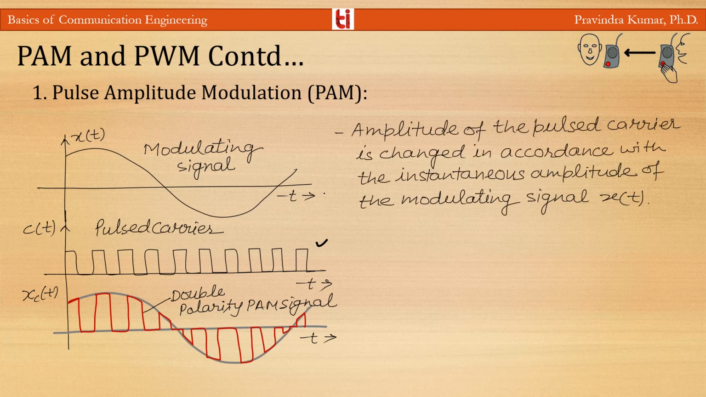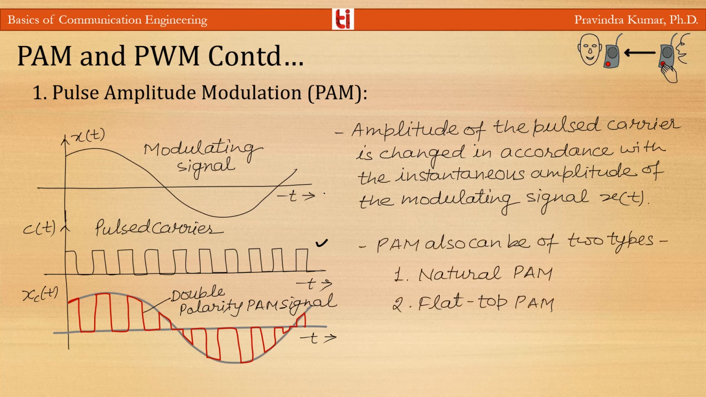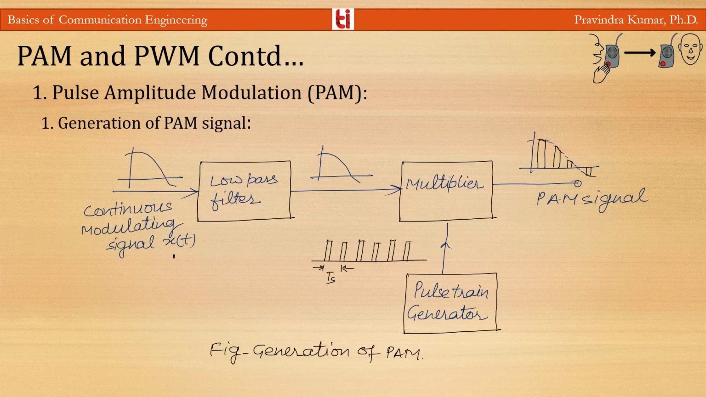As we have discussed for practical sampling techniques, PAM also can be of two types, natural PAM and flat top PAM. And here you can see the amplitude of your pulsed carrier is changed in accordance with the amplitude of the modulating signal. So we will have here the double polarity PAM signal. Now, the generation of PAM signal. The block diagram of generation of PAM signal is on your screen.